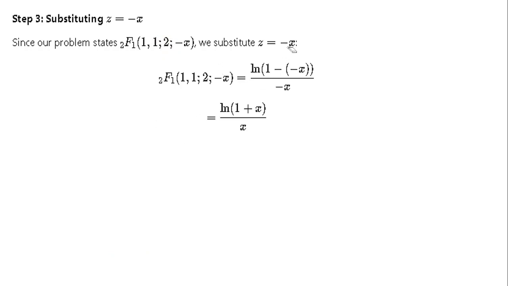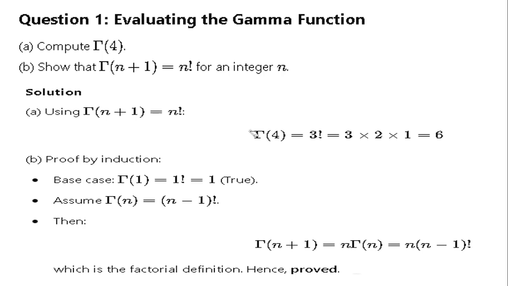So now, finally, our z is equal to negative x, so we have to substitute it. You can see that when you substitute it, this whole thing is equal to ln of 1 plus x all over x, as we were required to show. So I hope the hypergeometric function is now clear to you, right? Yes, sir.